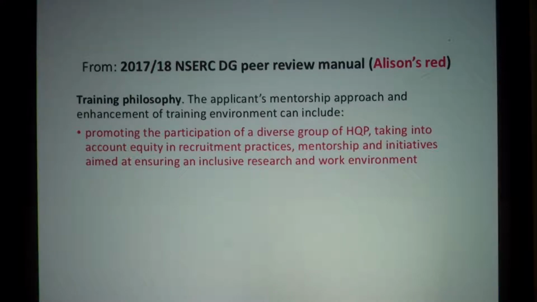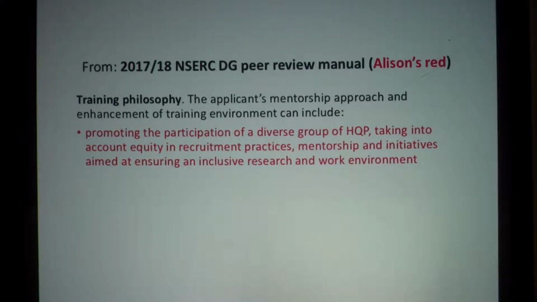So in the training philosophy, NSERC is recognizing the promotion and participation of a diverse group of HQP. So taking into account equity in recruitment practices, mentorship, and initiatives aimed at ensuring an inclusive research and work environment. So in terms of the past, the record that we have is the record that we have. And that's what we have to write about.